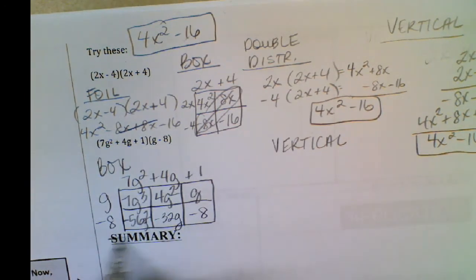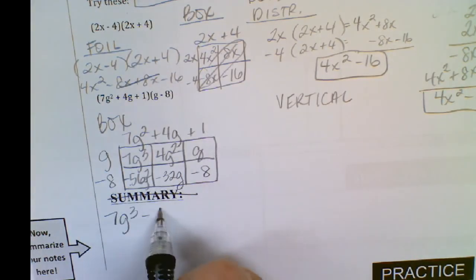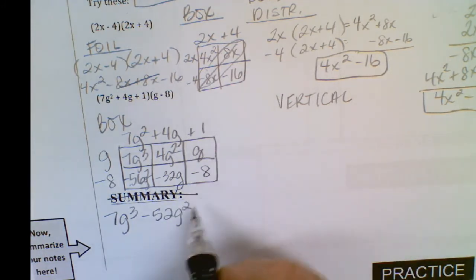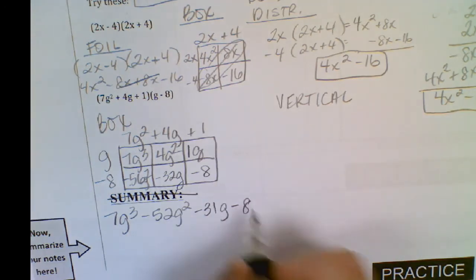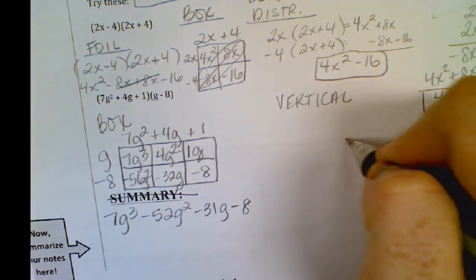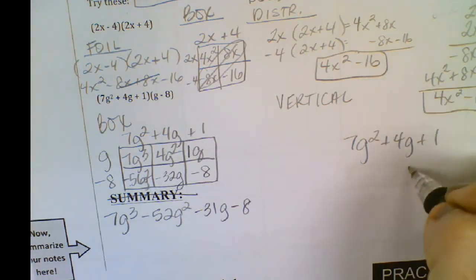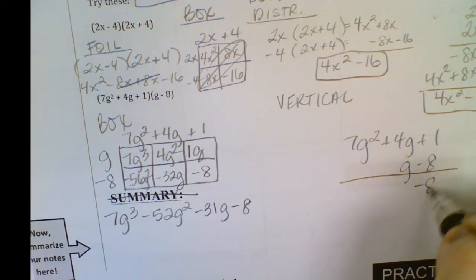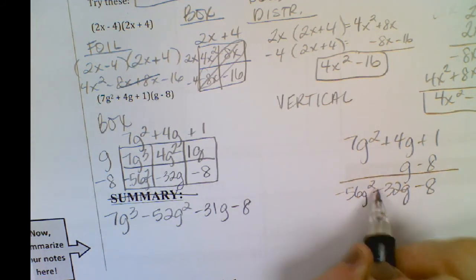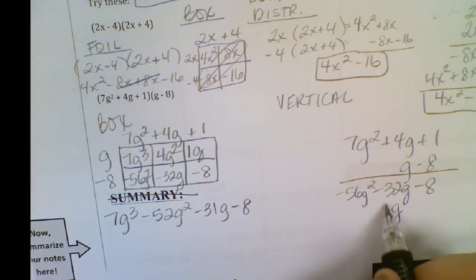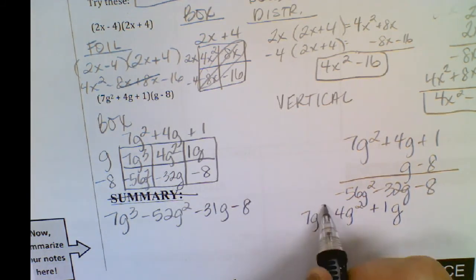So if I get that total, I get 7g cubed. 4 minus 56 is negative 52g squared. This is a 1g, so negative 31g minus 8. Vertical method, I would have 7g squared plus 4g plus 1, and g minus 8, so that would give me negative 8. Negative 32g, negative 56g squared, g, 4g squared, and 7g cubed.